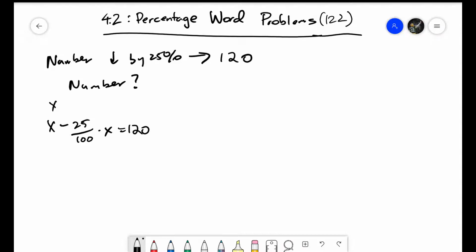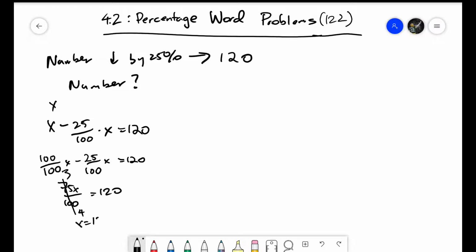So this is equal to 100 over 100 times x minus 25 over 100 times x is equal to 120. That means that 75x over 100 equals 120. And then these cancel to form 3 over 4. So x equals 120 times 4/3, which is equal to 160.